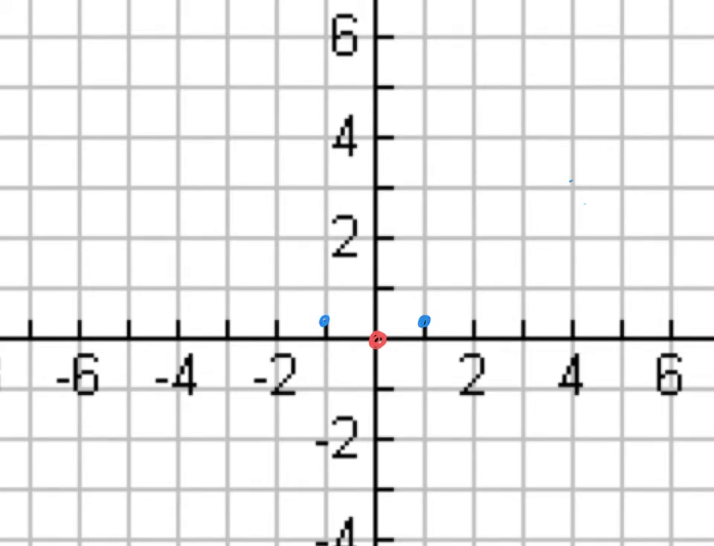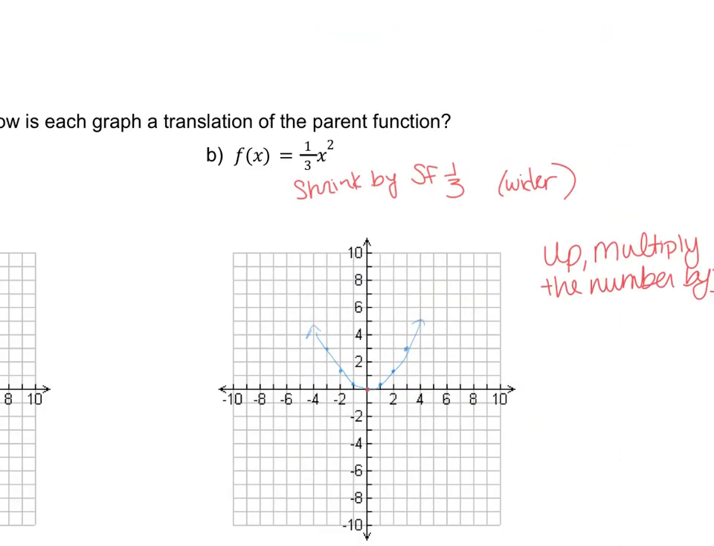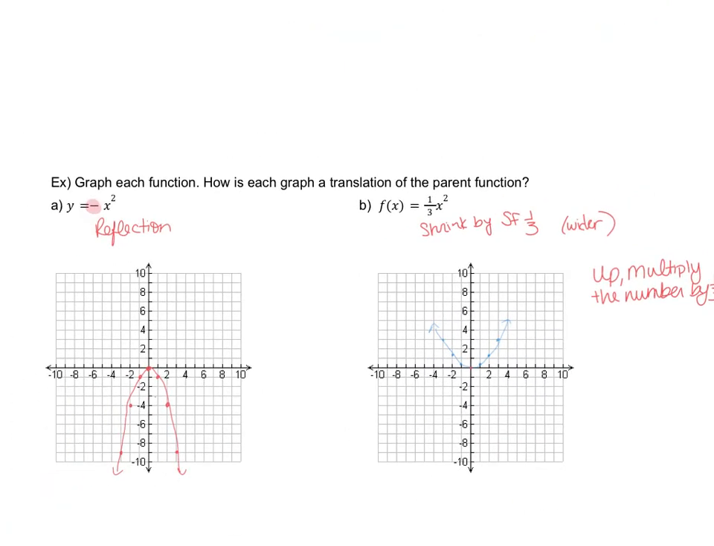Now we would normally go over 2, up 4, right? But now we're going to do over 2, up 4 times 1/3, which if you put in a calculator is 1 1/3. So it would be about right there. So over 2, up 1 1/3. And then let's do another one. You usually would go over 3, up how many? 9. So instead of going over 3, up 9, we're going to go over 3, up 9 times 1/3, which is 3. So over 3, up 3. And that makes kind of a baby wide parabola. You can see it's a little bit wider than the last one.